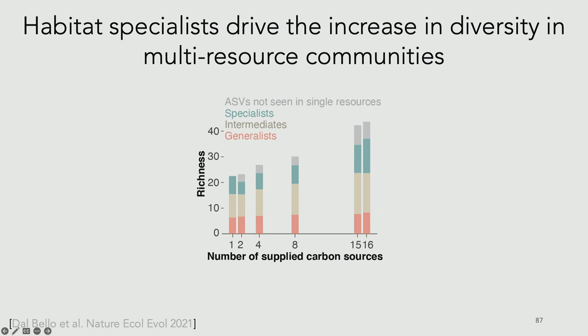And the increase in diversity depends on these specialists that increase as we provide more resources in the media. And of course, you also have a gray bar, because since we're starting from, let's say, a big inoculum, you can get differences. So the gray species are the species that were not present in single resources, but then appeared when we looked into multi-resource environments.